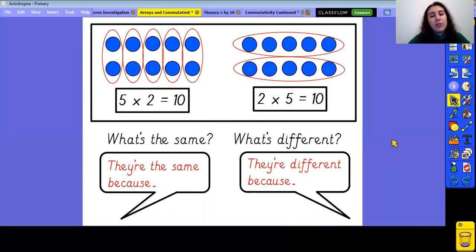Lovely. So you might have noticed, let's start with some of the things that are the same. We've already talked about the fact that our product is the same, isn't it? The total amount of counters that I've got in both of them are exactly the same. You might have noticed that I've got a 5 as a factor here and a 5 as a factor here. So they both have 5 in their factors. And equally, they both have 2, don't they? They've both got 2 as a factor. But it's different because these 2 factors have switched around.